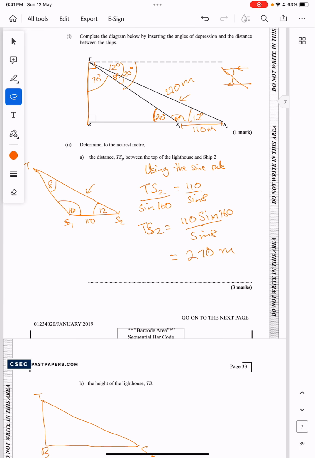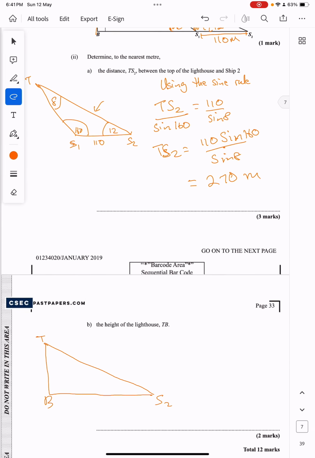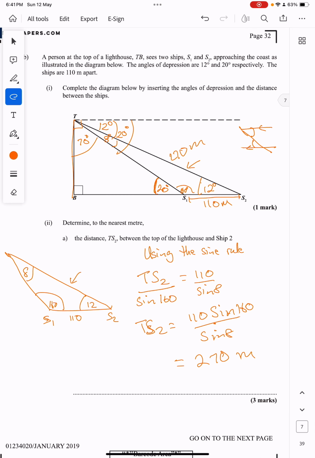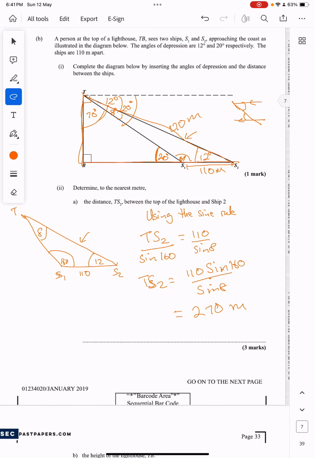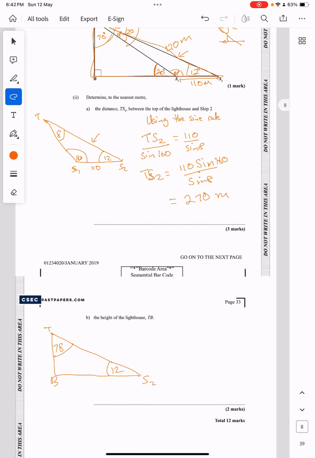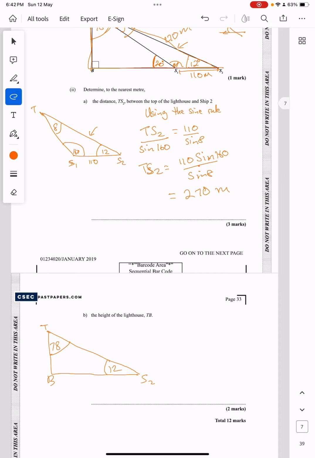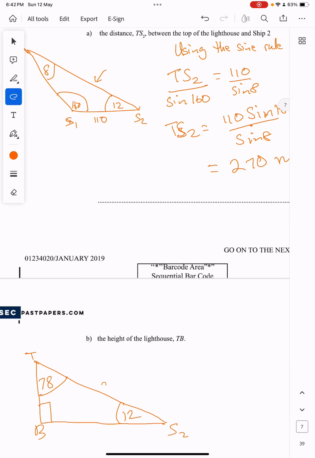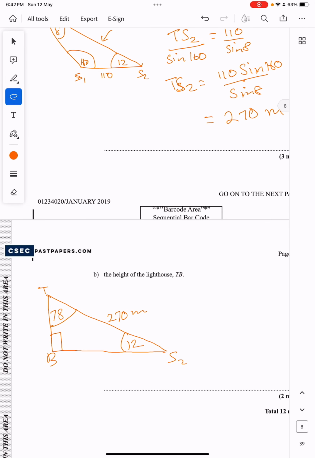We know that 70 plus 8 would be 78, so this one here will be 78. Okay, because we're dealing with this triangle here, we're dealing with this length TB, and this length TS2 and this length BS2. So therefore we have to take this entire angle there, which is 78 degrees. We know that this angle over here is 12, and we know this is a 90-degree angle, and we want to find out the length of the, oh, we also worked out that this length here was 270 meters. All right, so what can we do?